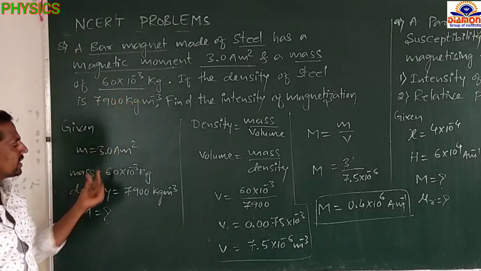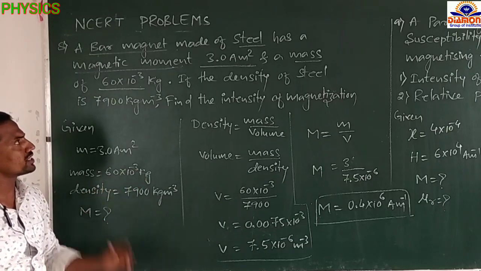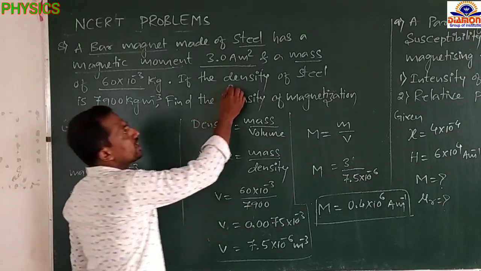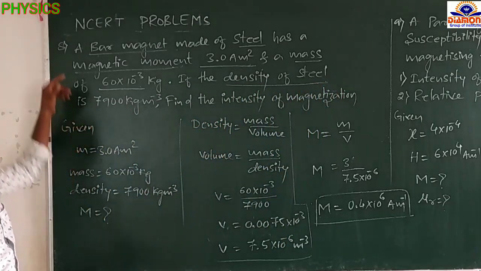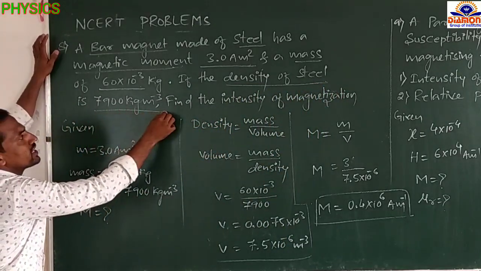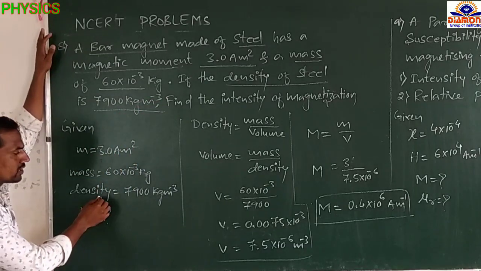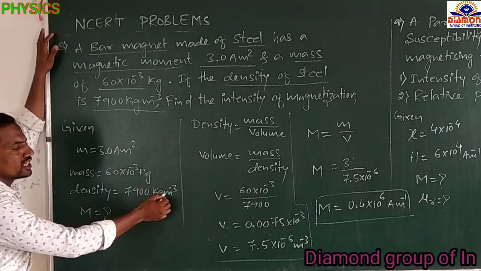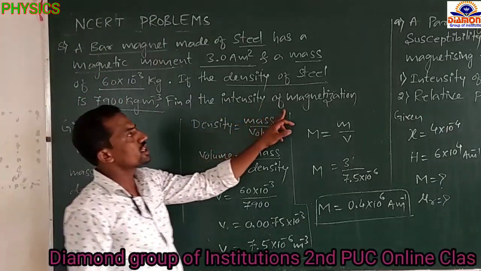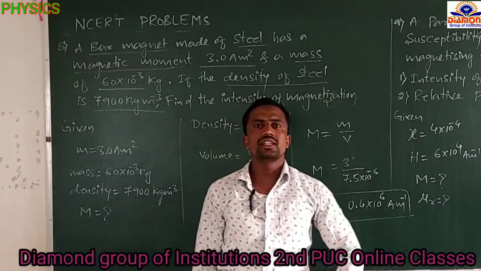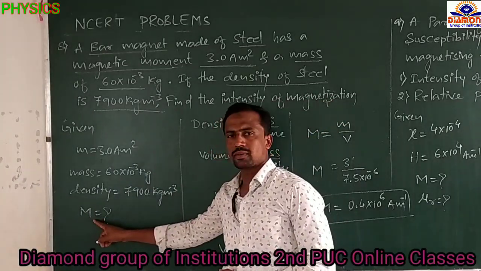Mass value is given. That's why we are writing mass m equals 60 into 10 to the power of minus 3 kg. If the density of steel is 7900 kg per meter cube, density value is given. Density equals 7900 kg per meter cube. Find the intensity of magnetization. Intensity of magnetization is denoted by M. M equals question mark.